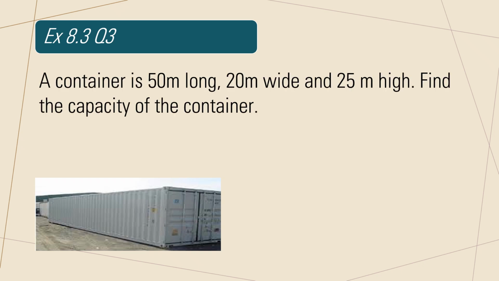Now exercise 8.3, question number 3. A container is 50 meter long, 20 meter wide, and 25 meter high. Find out the capacity of the container. Now first of all, we must understand this question. 50 meter long means length is 50 meter, width or breadth is 20 meter, height is 25 meter, and we have to find out the capacity.